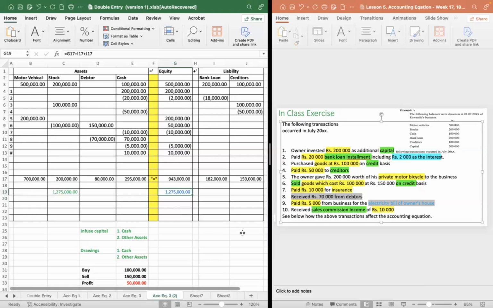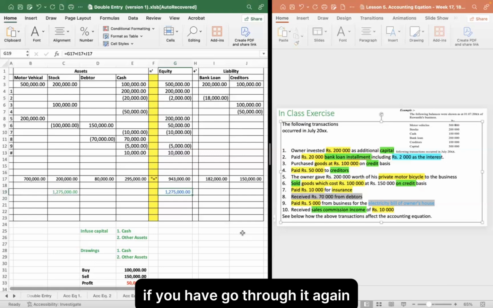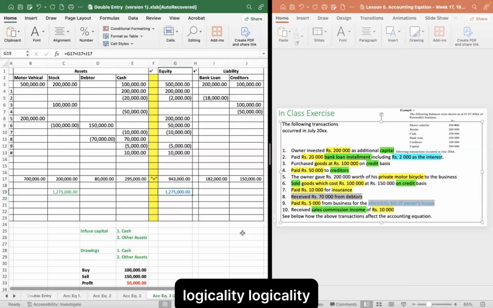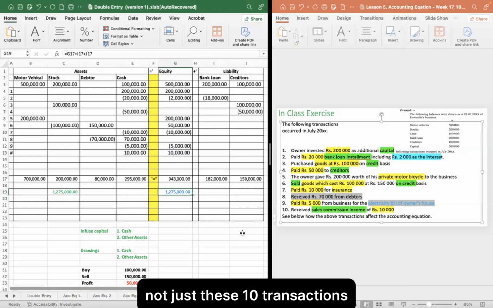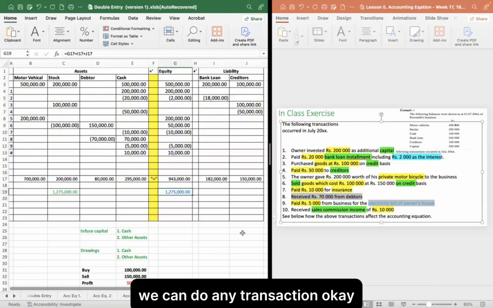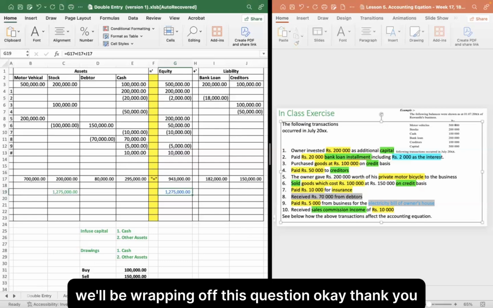Likewise, you will understand. Now we will have this session recorded. If you go through it again, the things I tell you, that will be the logicality. Once you understand the logicality, not just these 10 transactions, we can do any transaction. Okay, with that we can wrap up this question, and I will come for a Q&A session. Okay, thank you.